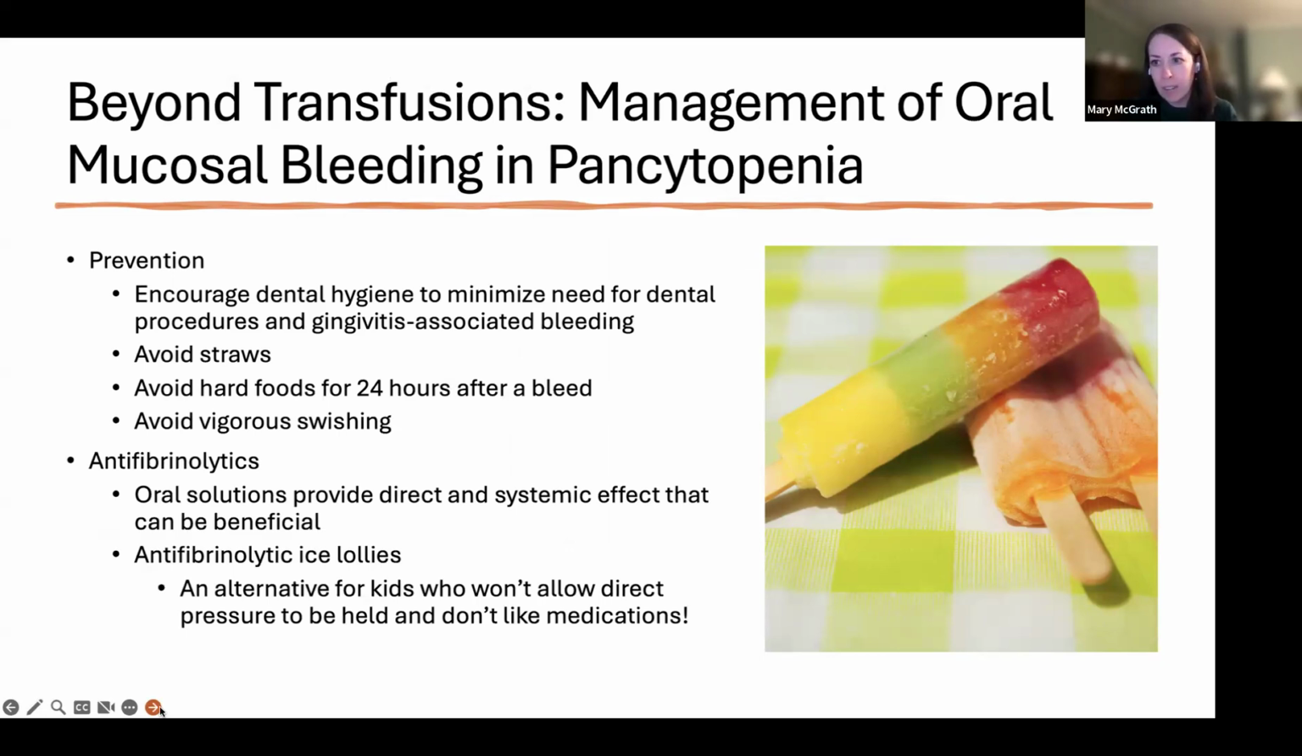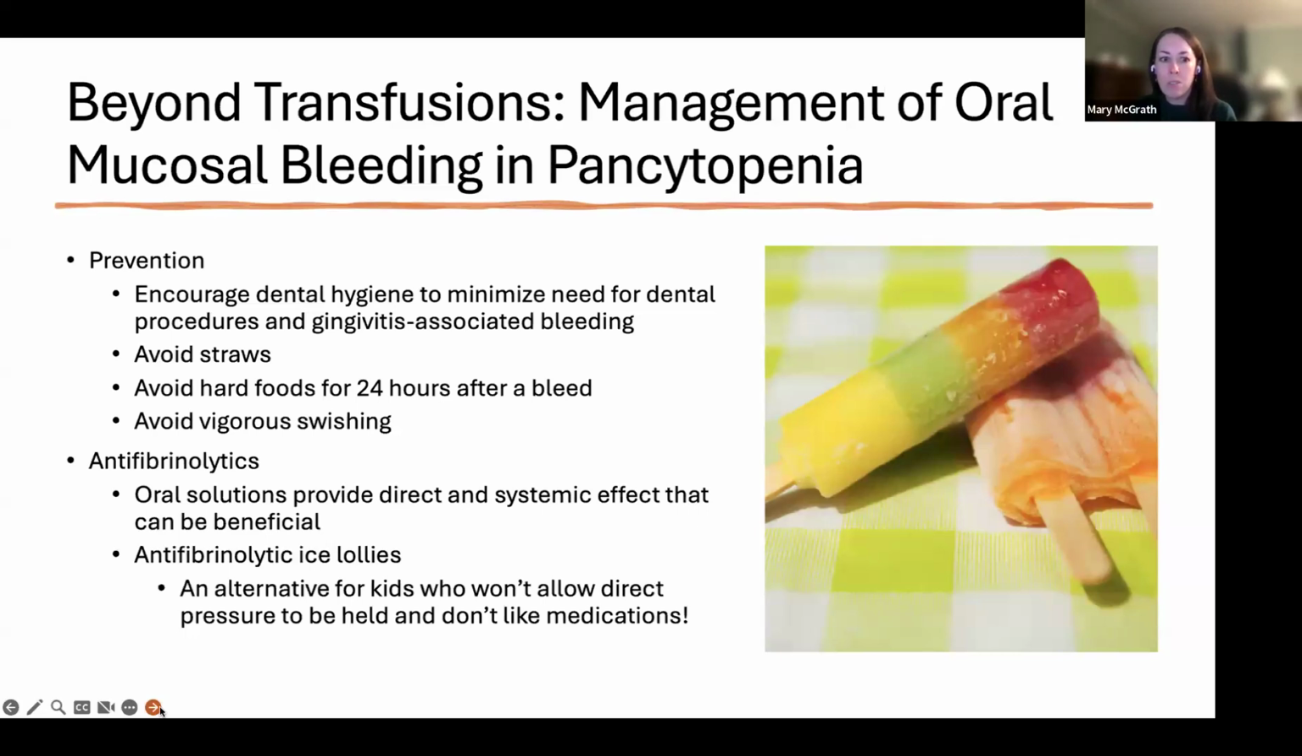For patients who have had oral mucosal bleeding, we typically encourage them to avoid straws since the sucking can lead to dislodging any clots that have formed in their mouth. Thinking along the same vein, avoiding hard foods for 24 hours after a bleed, and avoiding vigorous swishing of mouth rinses after a bleed, just again to try and prevent dislodging any clots that have formed. Once again, antifibrinolytics work great for oral mucosal bleeding.